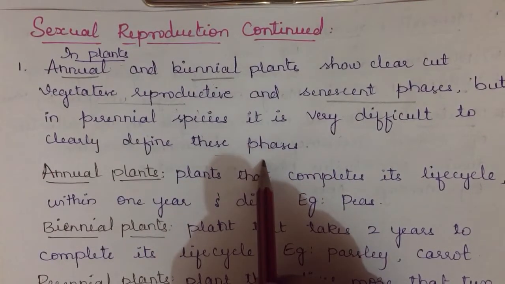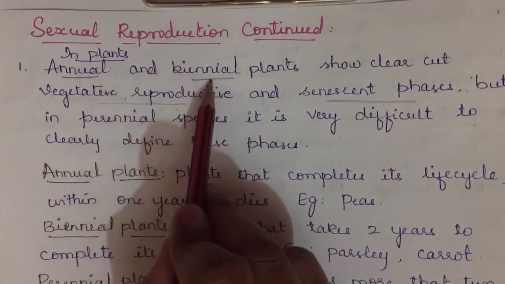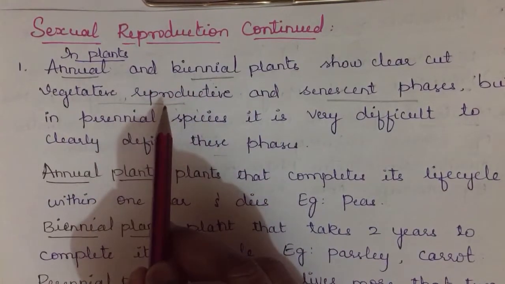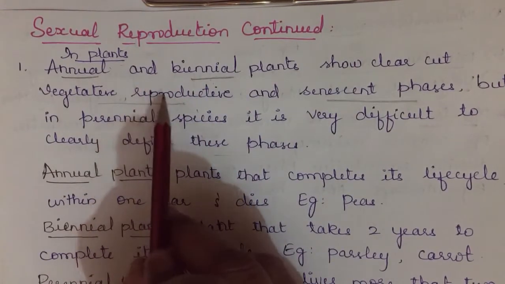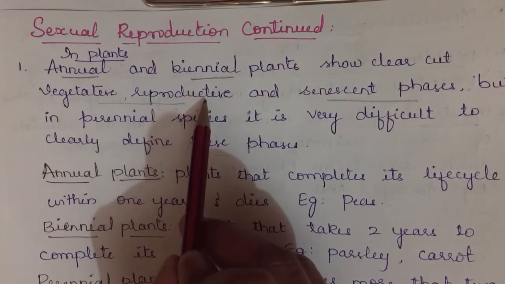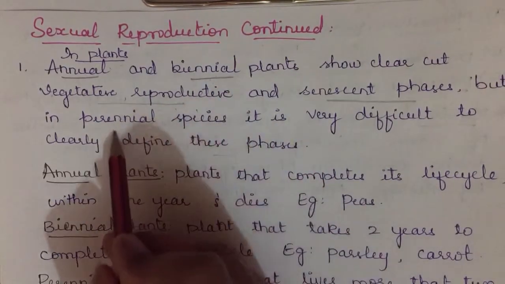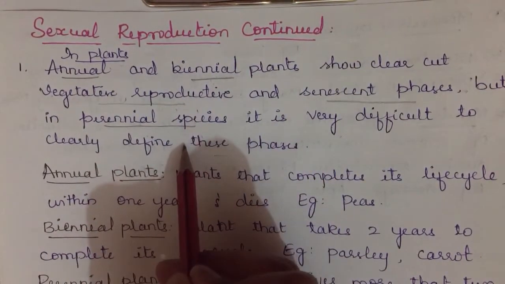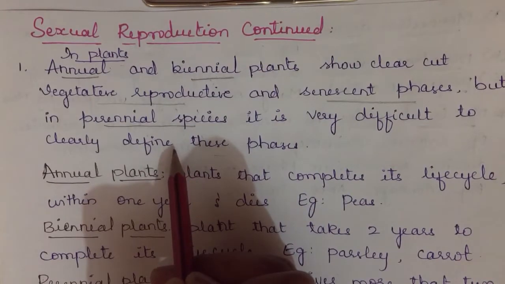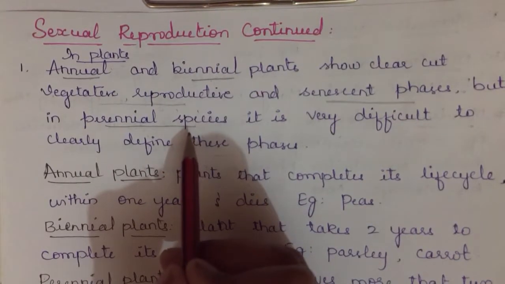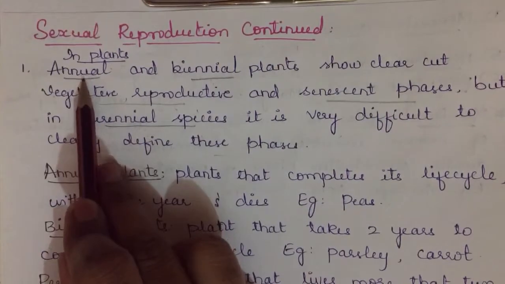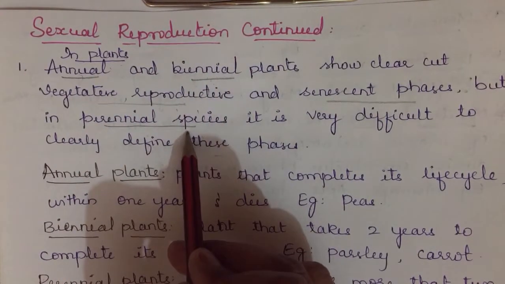What does this sentence say? That in annual and biennial plants, the three phases which we discussed in the last video are clearly visible, and we can easily identify them. Whereas in perennial plants, it is quite difficult to identify the three different phases of life. So we shall first know what annual, biennial and perennial species of plants are.